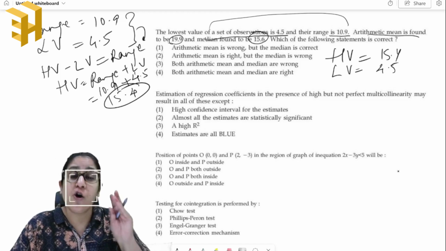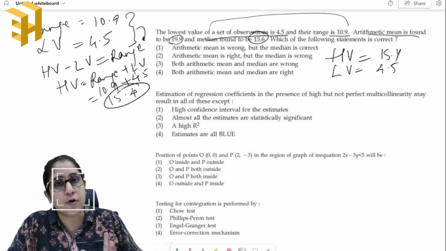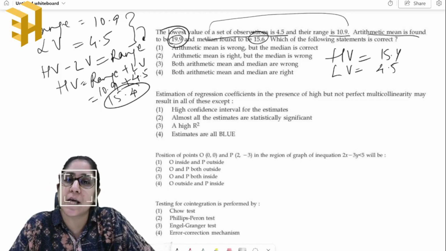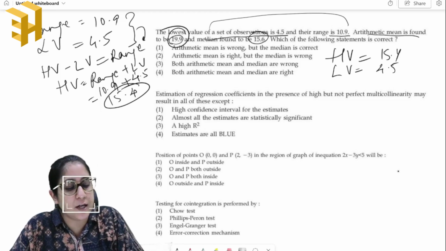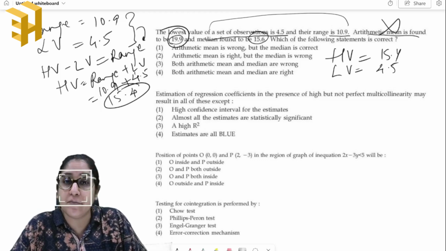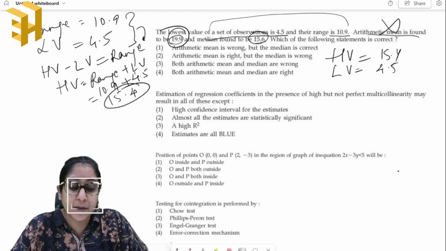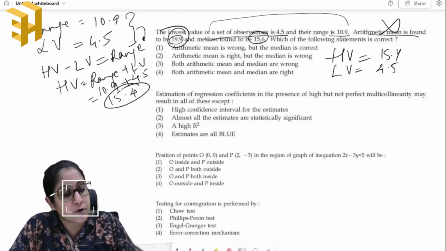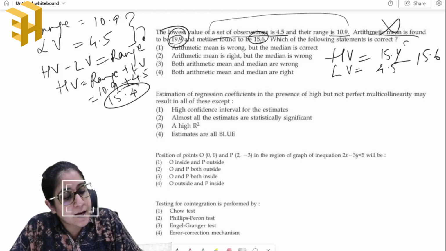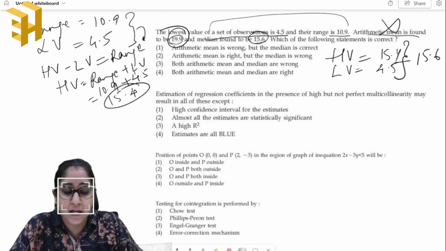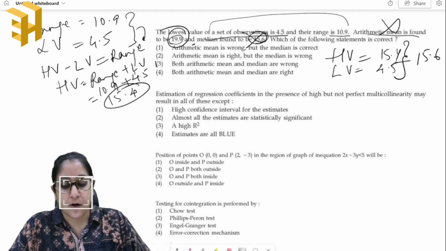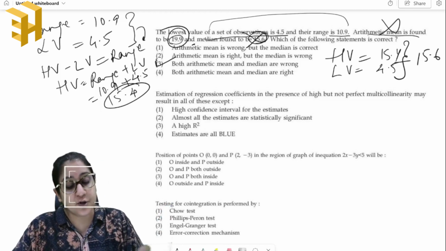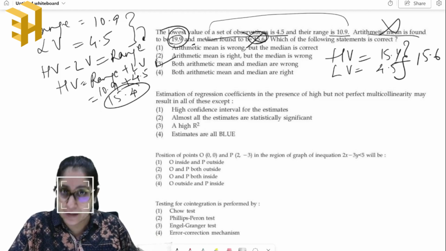So the highest value is 15.4 and the lowest value is 4.5. When we are given the highest and the lowest value, how can an average be greater than the highest value in the series, 19.9? Absolutely not. That means the value of arithmetic mean is wrong. And also the median is 15.6. Do you think that is possible? Absolutely not. How can the median of 15.6 lie between these two values? So even the median is wrong. The correct answer is that both the arithmetic mean and median are wrong. That is option 3 in this case.